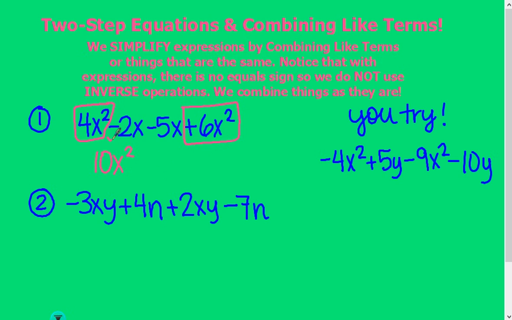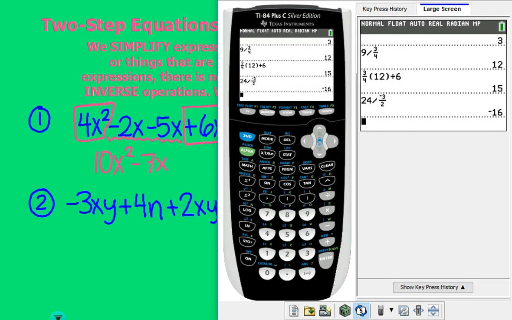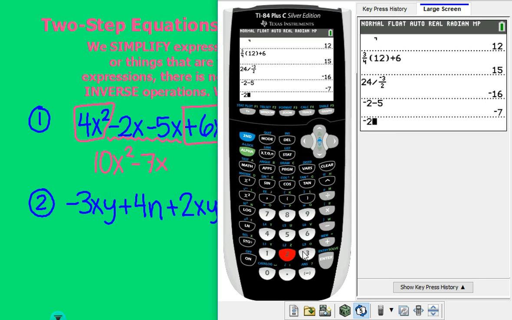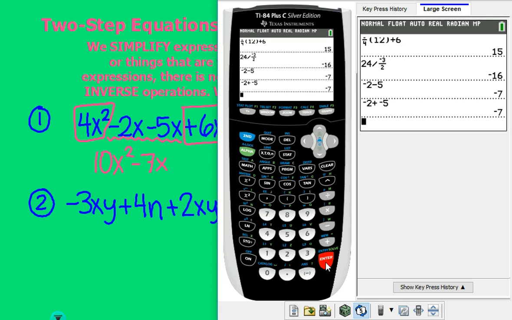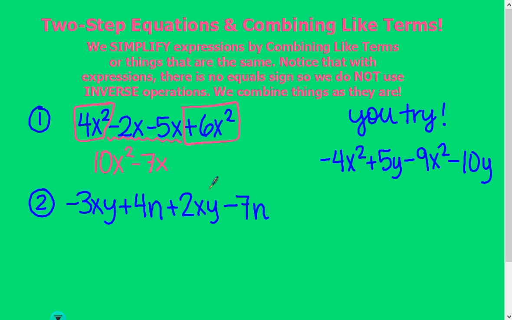My next set of like terms are these. I have -2x's and -5x's. It's like you lost $2, then you lost $5 more. How many dollars did you lose? And the answer would be -7x. Now you have two ways of doing this in your calculator. You could say -2 minus 5, or you could say -2 plus -5. And either way you get -7, so whichever way makes most sense to you.